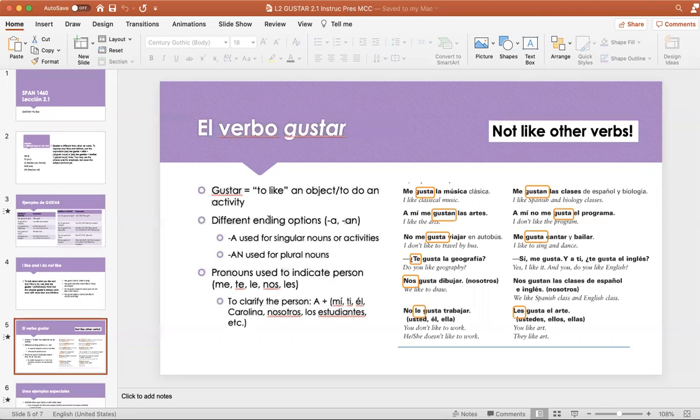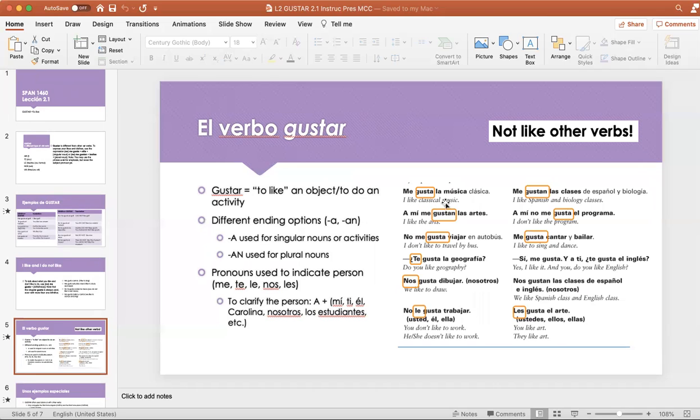Here we have some more examples with the verbo gustar. So remember, we can use gustar with objects or with actions. The two different endings that we will always use with gustar will be either a or an. And if you reflect on what we learned about the verbs, this is the singular third form and the plural third form. Here we have some examples. I will just read the examples in Spanish so you can hear the pronunciation.